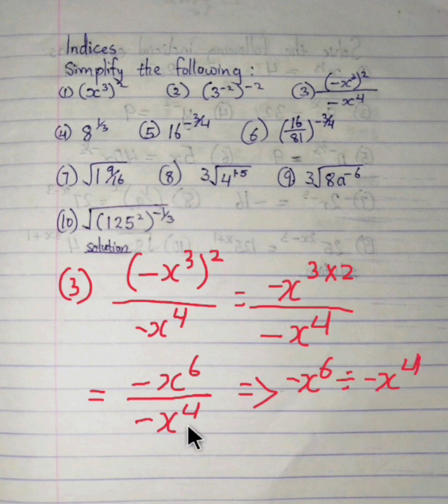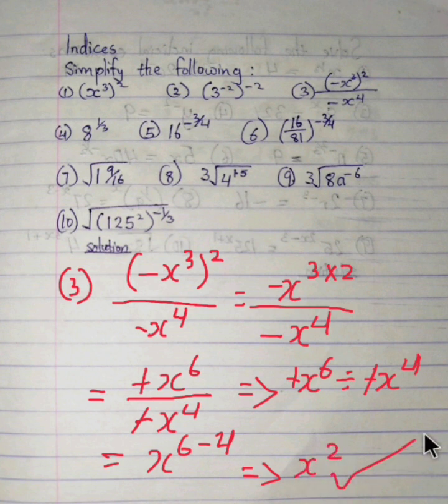So we can easily remove the negativity that we have here by cancelling it out. So we are going to have positive x raised to power 6 and x raised to power 4. Now we are dividing two indices, so we are going to subtract their powers. So we have x raised to power 6 minus 4, which gives us x raised to power 2 as the final answer.